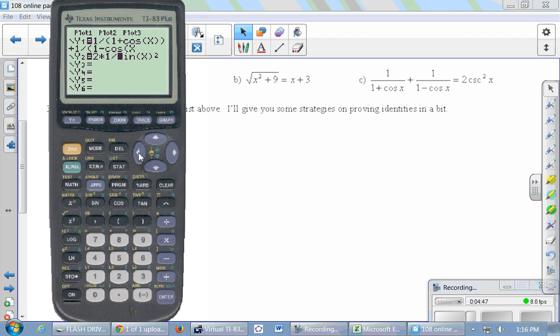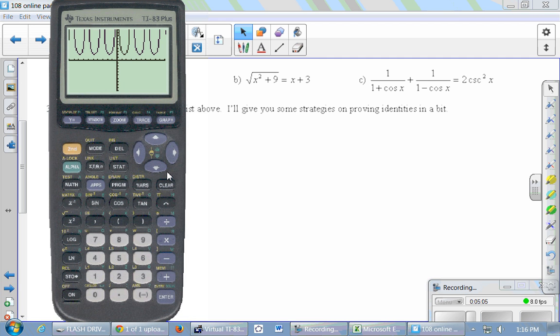If you really want to be safe, you can put parentheses around sine x. I think that it's okay to not have them. And again, I'll make the second one thick. So we're going to graph the first one. No idea what it's going to look like. Okay, it's that. And then once that finishes, it will graph the second one.